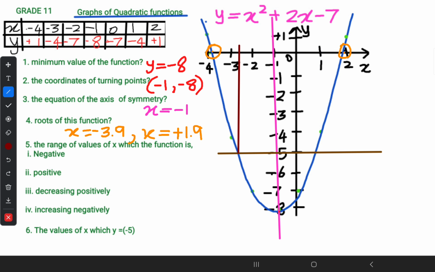Somewhere here and somewhere here. You can draw that easily in your book. You can easily draw and find their corresponding x values. When y is equal to negative 5, what are the values for x? Through y equals negative 5, you have to produce a straight line that will intersect at 2 points on our curve, our function. You can find their corresponding x coordinates. That will give you the answer.